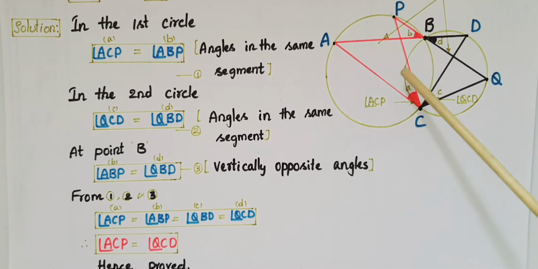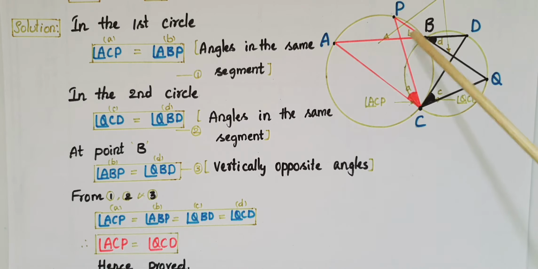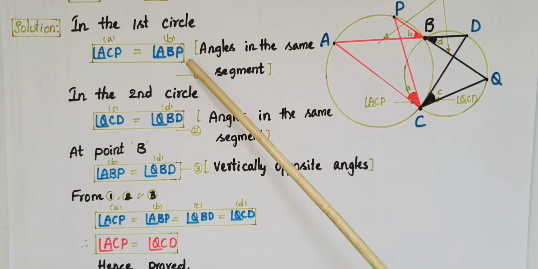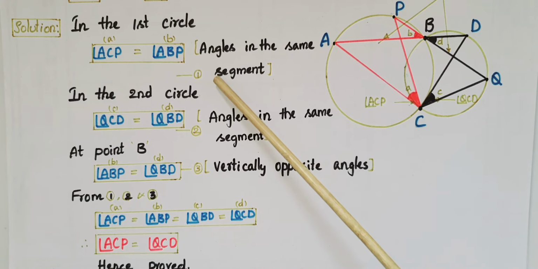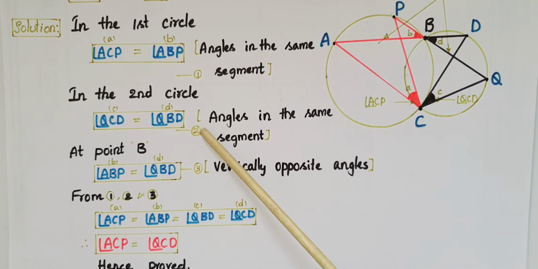Now see the first circle. Here angle ACP and angle ABP are angles in the same segment. We know that angles in the same segment are equal. In the first circle, angle ACP is equal to angle ABP. This is first equation. Similarly, if you take the second circle, here angle QCD is equal to angle QBD, because these two angles are angles in the same segment. And this is second equation.